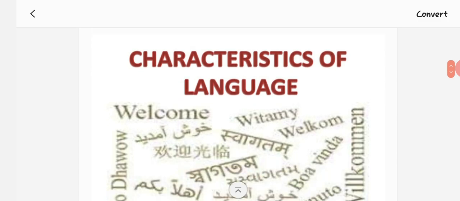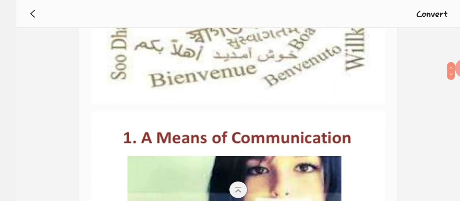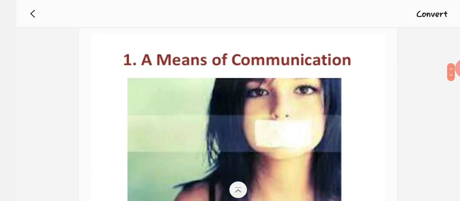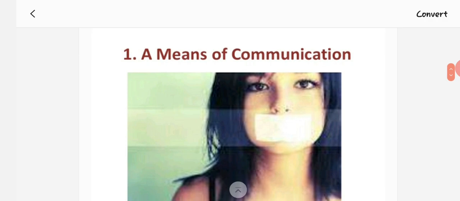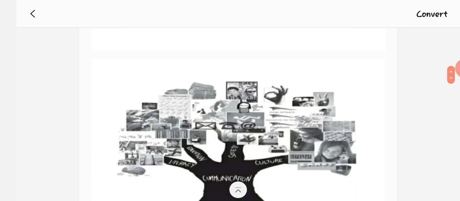If we talk about the characteristics of the language, language has a number of characteristics. That is, it is a means of communication. While having communication, we use different languages.